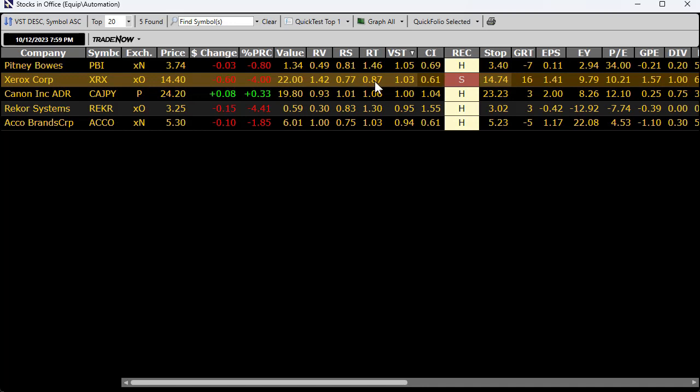Now it's not in an uptrend right now, so we're not going to run out and buy it. It's got a sell rating. I don't like the CI score of 0.61. It's got a good earnings growth rate at 16%. They're earning $1.41 per share. All in all, pretty good, with the exception of, it's in a downtrend. So what I would look to do, maybe put this stock in a watch list.